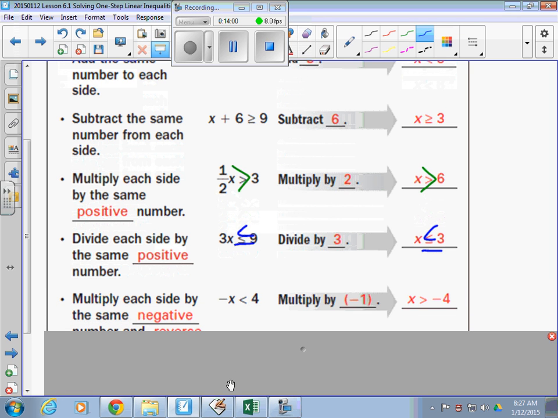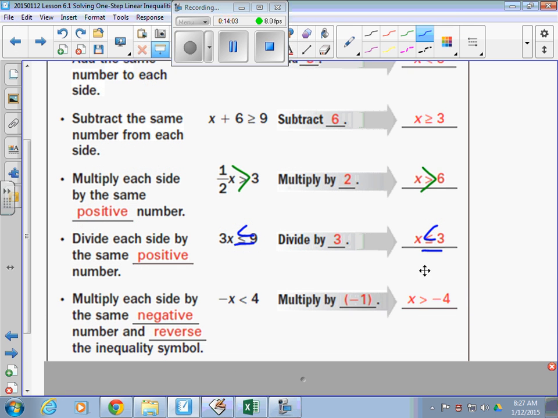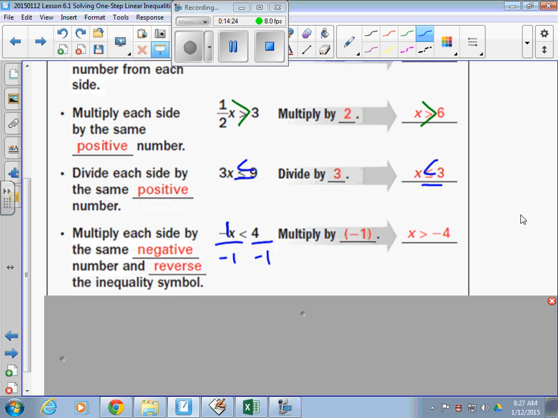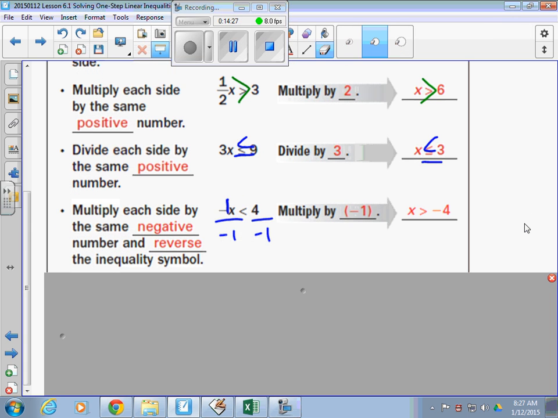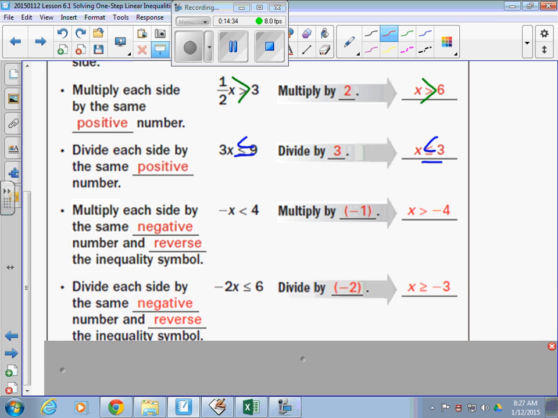It says multiply each side by the same negative number means you have to reverse the inequality symbol. So negative x or negative 1x, when you divide by negative 1 on each side, that gives you a -4 number, and that less than symbol flips and becomes greater than. Or actually, their instructions are kind of backwards. It's saying to multiply by a negative number because this is dividing by a -1. It's the same thing. And the same thing is true for this one.